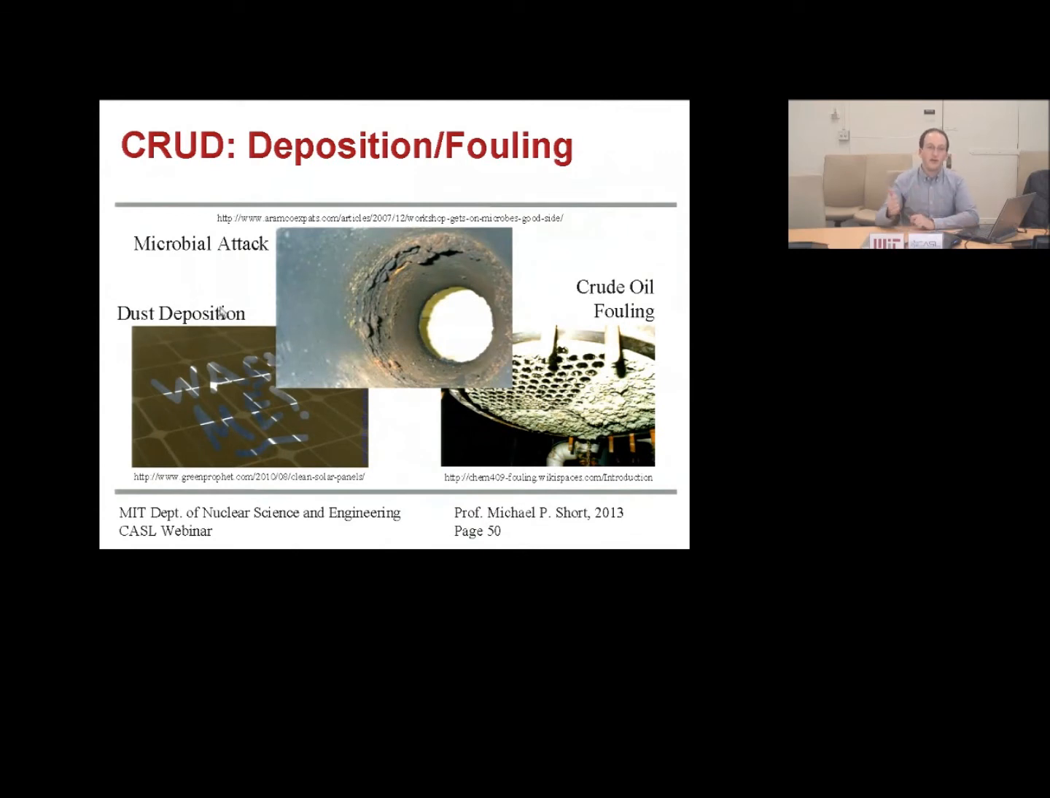And to me, CRUD and dust and microbe attack and fouling and deposition are all sides of the same multi-sided Dungeons and Dragons die. It's the same problem with a different application area, only we reactor folks have it a little harder because we have to deal with radiation.